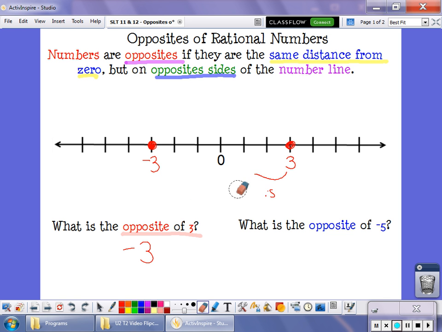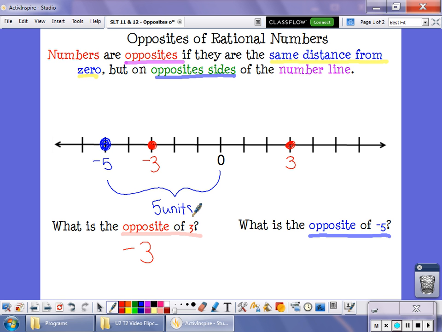All right, let's look at the opposite now of negative 5. So again, our starting point here is going to be negative 5. So I'll start at 0. 1, 2, 3, 4, 5. I'm going to move 5 units in my negative direction. So from here to here is 5 units. If I want the number that's the opposite of negative 5, I need to move 5 units in the other direction. 1, 2, 3, 4, 5, which is going to give me an answer of positive 5. So remember, numbers are opposites if they're the same distance from 0, but in opposite directions.